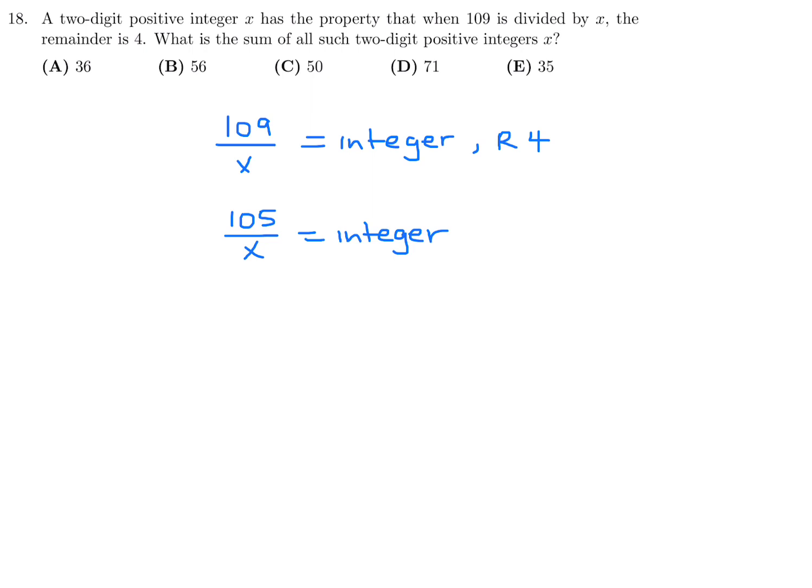So we have to figure out two-digit numbers that when you divide 105 by them, they give you an integer value. Okay, I can do that. Let's break up 105 into its prime factors.